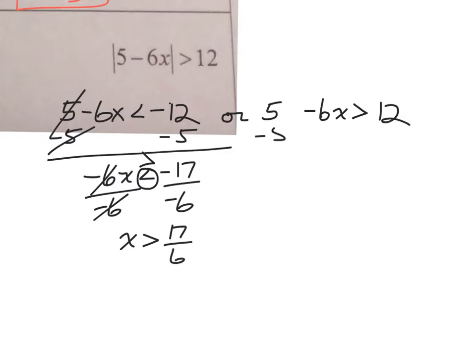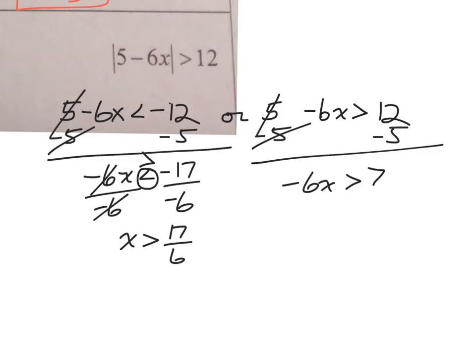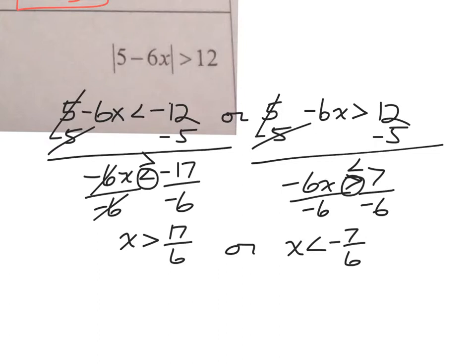Over here, do the same old song and dance. Subtract 5 from both sides. And negative 6x is greater than 7. And divide by negative 6, and that flips the sign the other direction. And we end up with x is less than negative 7/6. Don't forget the or. It's part of your answer. It's not the same answer without it. And so in set builder notation, we have the set of x such that x is greater than 17/6 or x is less than negative 7/6.